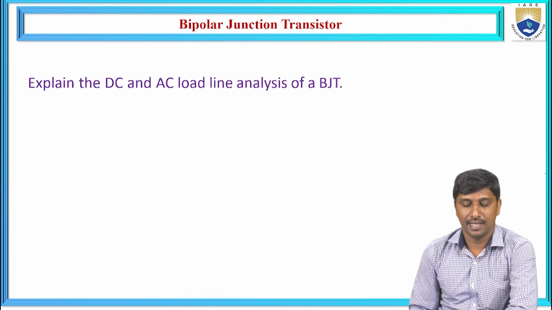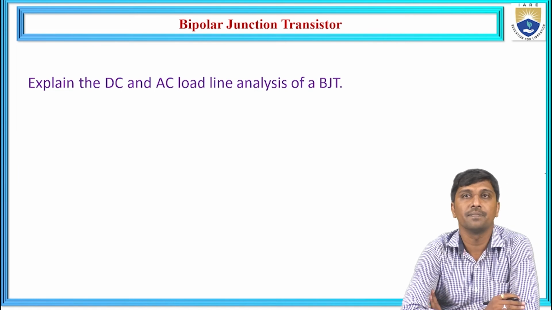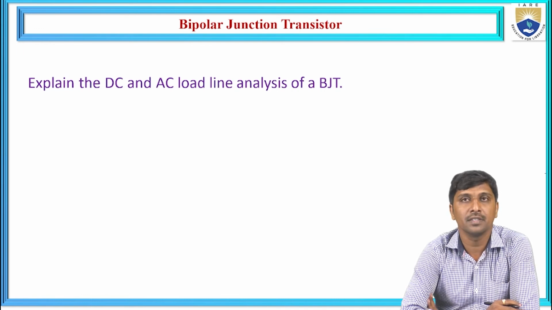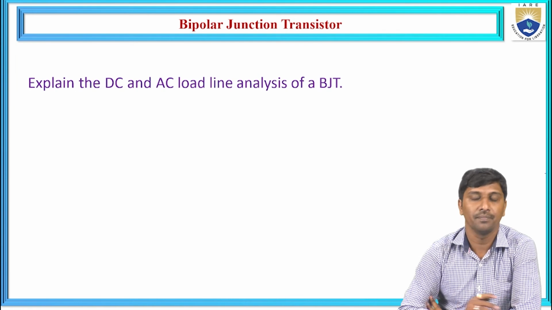Now explain the DC and AC load lines of the BJT. To identify the proper Q point, we need to analyze with respect to DC conditions and AC conditions. For complete information, you should refer to the DC and AC load line analysis of the BJT video session.